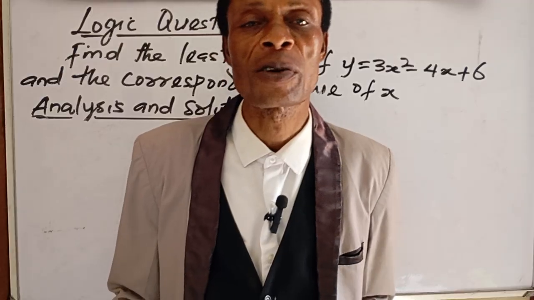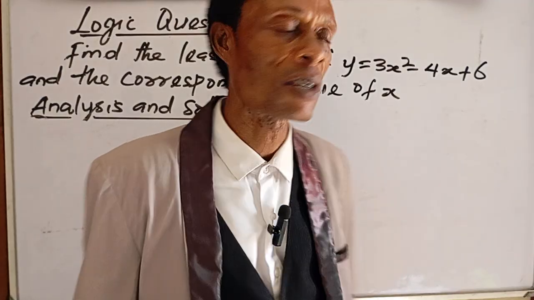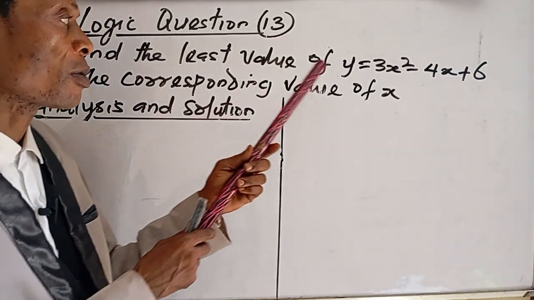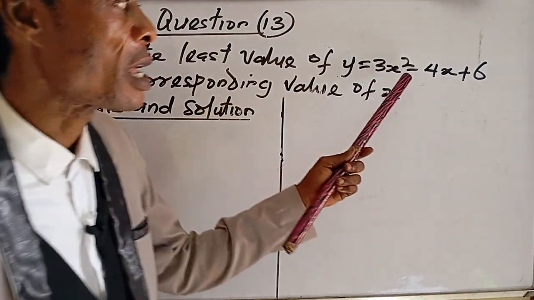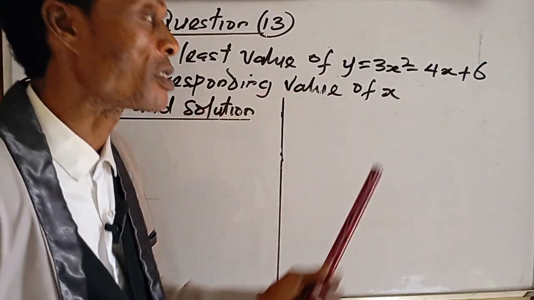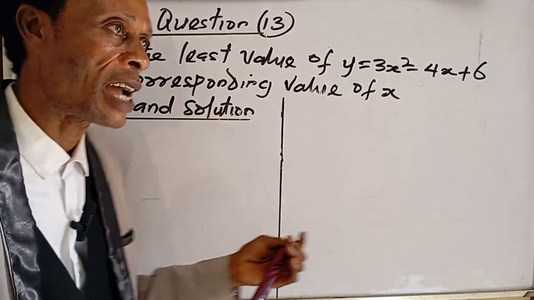So please let's consider the next interesting logic question, and that is logic question 13. The question says, find the least value of y equals 3x squared minus 4x plus 6 and the corresponding value of x. And we start by saying analysis and solution.